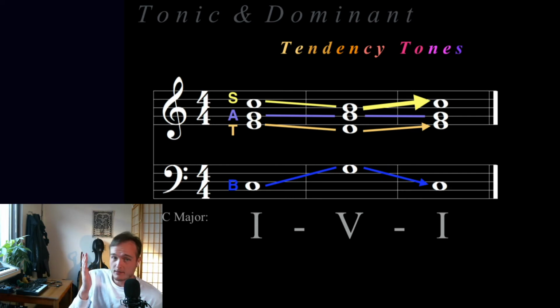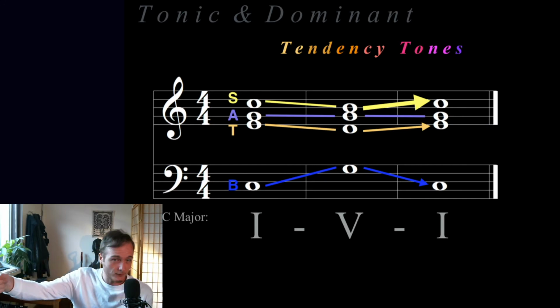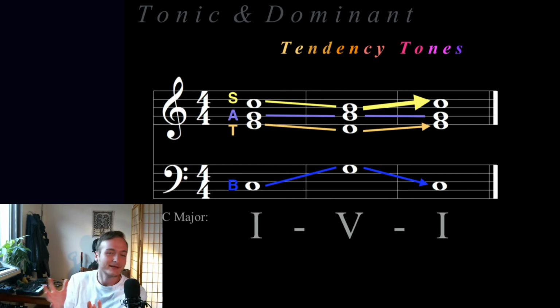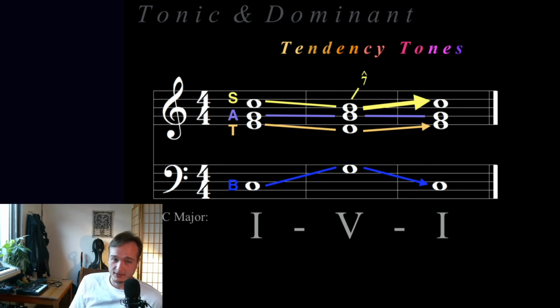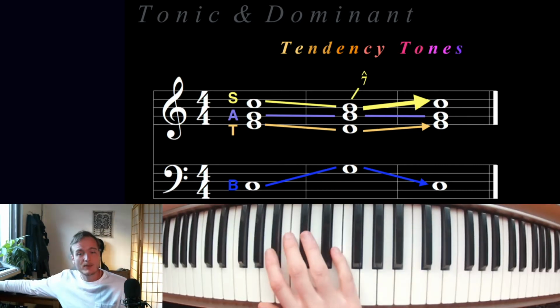Tendency is not a law or a rule, right? You can break these, but that expectation is probably going to be there in your listeners, and I think it's good to know so that you can play with the expectation, and we'll come back to that. So the strongest and clearest example of a tendency tone is scale degree 7, and we also call scale degree 7 the leading tone. Why is it called the leading tone? Because it leads back to tonic.